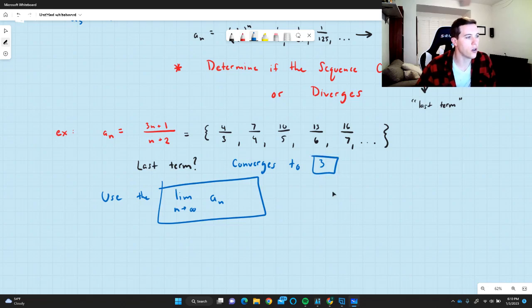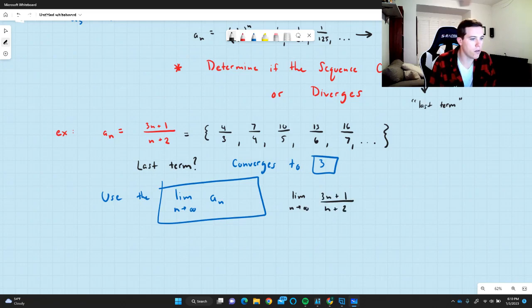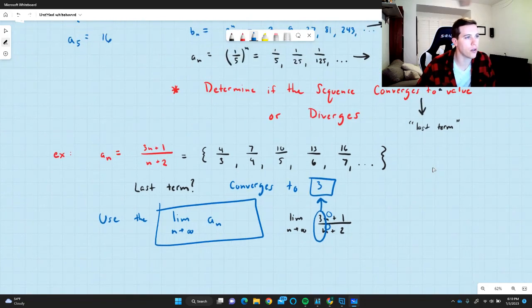So you just got to know your end behavior rules when you're doing these types of problems. So if I were to say, okay, what is the limit as n approaches infinity of 3n plus 1 over n plus 2? We go to the powers. We notice, oh, look, the powers are the same in the numerator and denominator. That means divide the coefficients, and lo and behold, 3 divided by 1 is 3. So that is how we are going to figure out if sequences converge or diverge. We're just going to look at the end behavior.